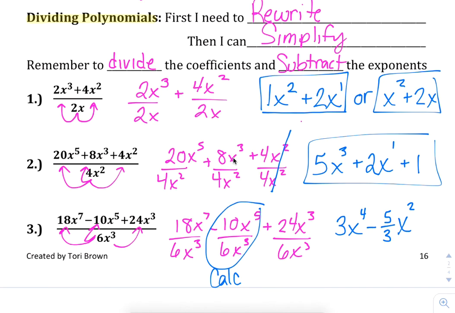Last part, 24 divided by 6 gives me 4. X to the thirds cancel, so I don't have anything left right there. There's no x's with the 4. This is your full final answer.